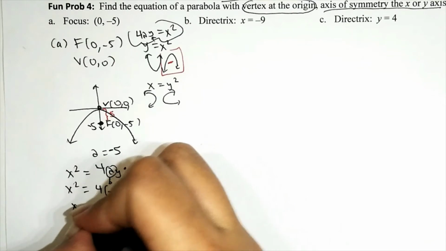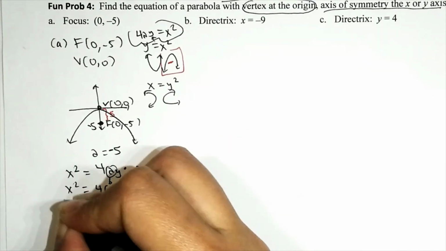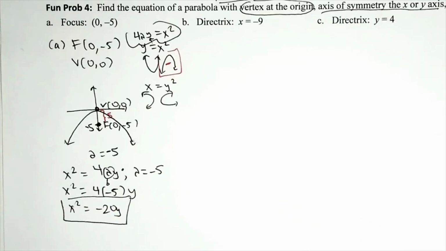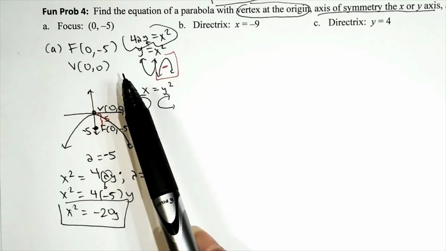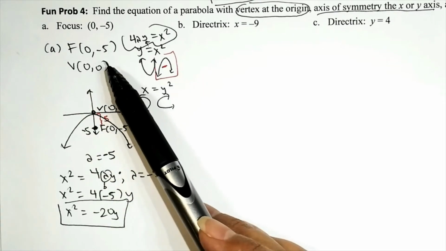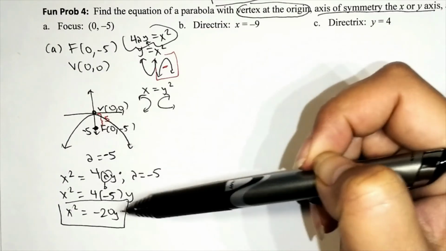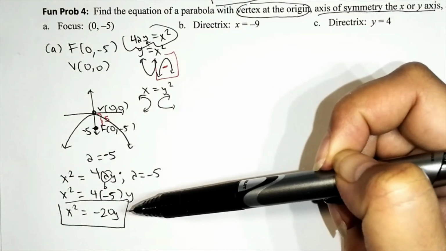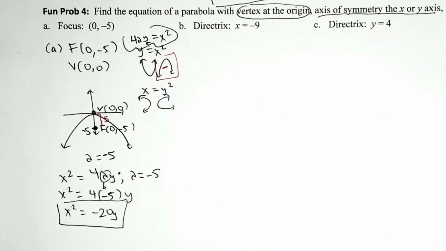So when we keep our cool, the product of 4, -5, and y will give us -20y. And thanks to your hard work, we have the equation of a parabola with the vertex at the origin, focus at (0, -5), and axis of symmetry the y-axis. What is the equation? Just like that, it gives us x squared equals -20y. Let's go ahead and knock out problem B.